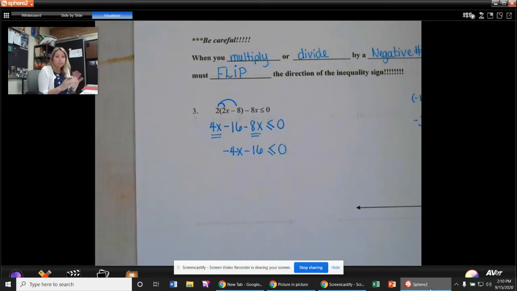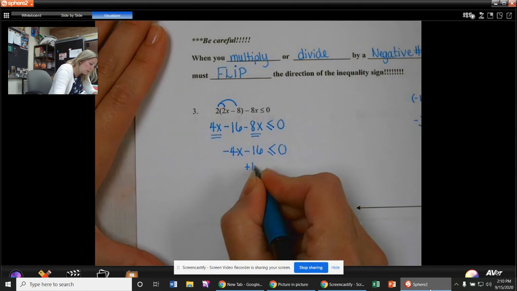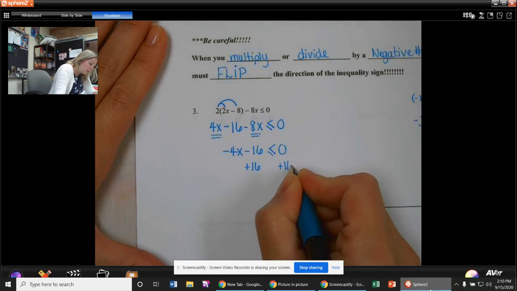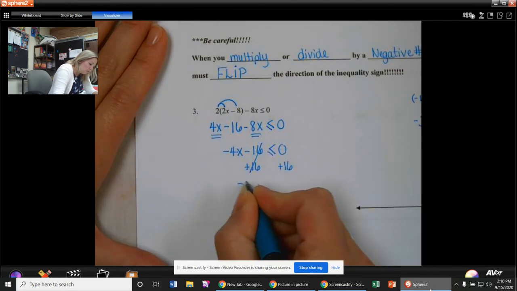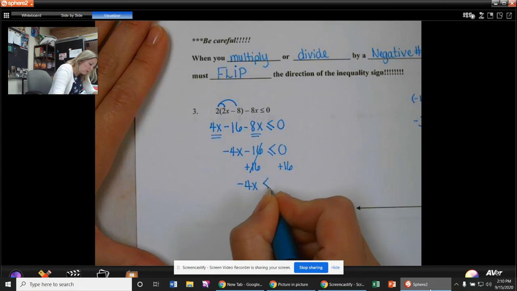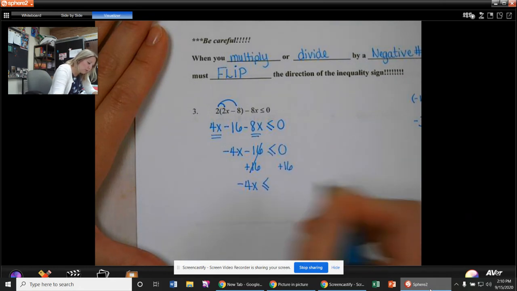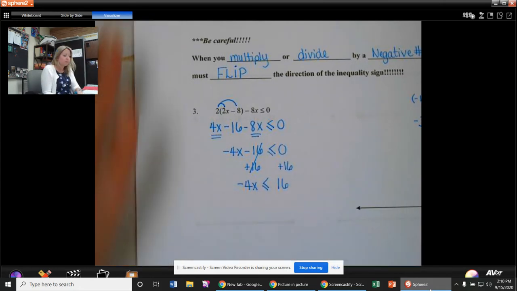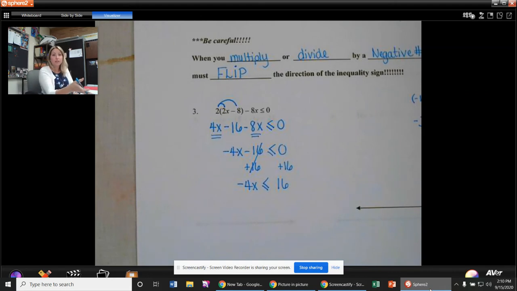Well, let's get all our numbers on the right-hand side. Like I said, I like my variables to stay on the left when I'm dealing with inequalities, my numbers on the right. So let's add 16 to both sides. They cancel out here, leaving me with negative 4x. Bring down my less than or equal to. 0 plus 16 is 16. Additive identity.